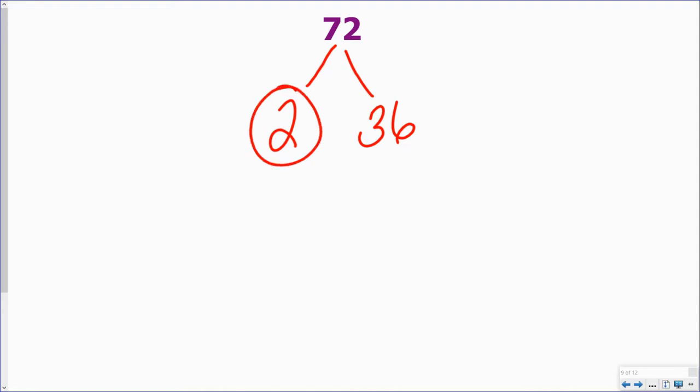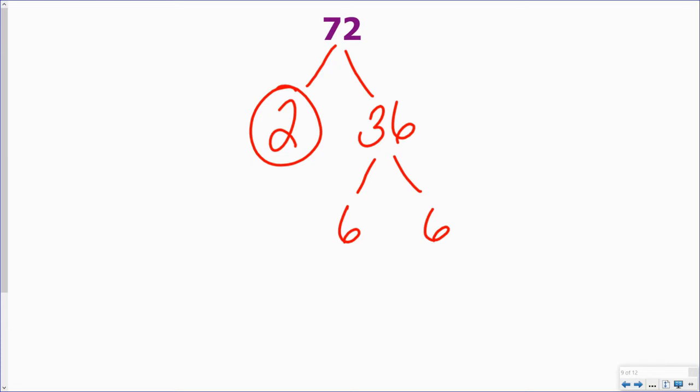So I know that two factors of 72 are 2 multiplied by 36. Once I do this and find these factors, I want to ask myself, are either of these prime? Well, 2 is prime because the only way I can get 2 is 2 times 1. So I'm going to circle that one because I'm going to stop there. 36 is not prime because I can take 6 and multiply it by 6.